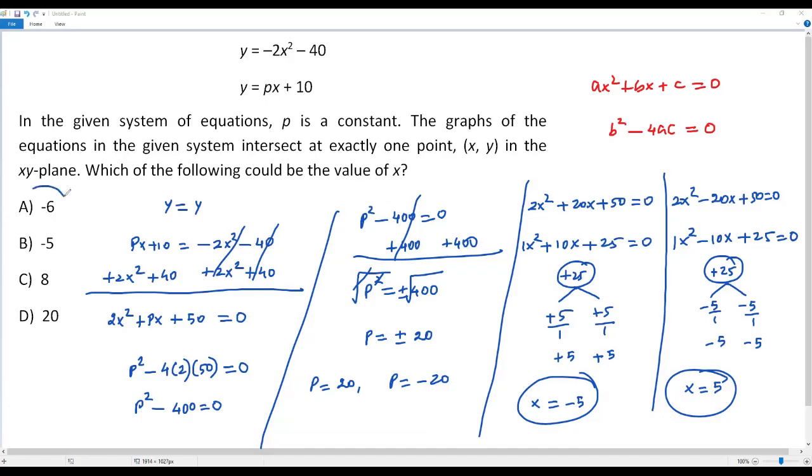So when I go over the answer choices, I find this value negative 5 in answer choice B. So negative 5 could be the value of x. The correct answer choice for this question is B.